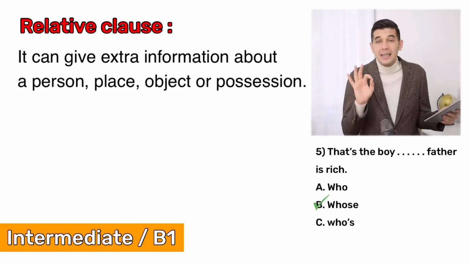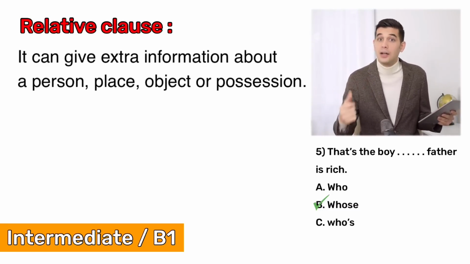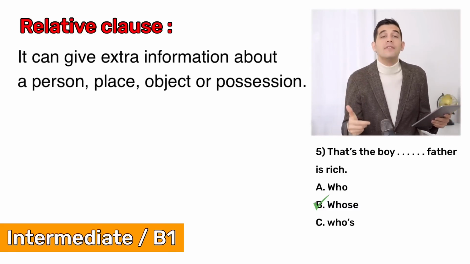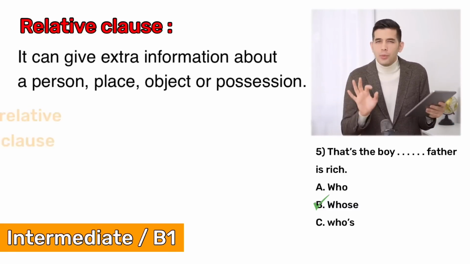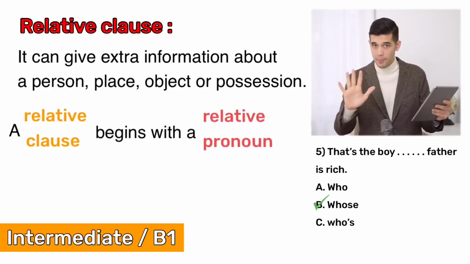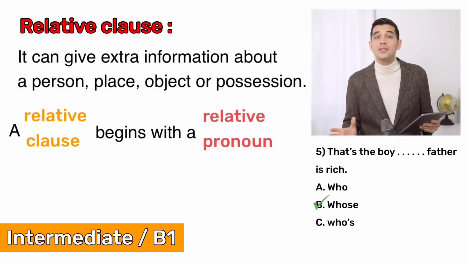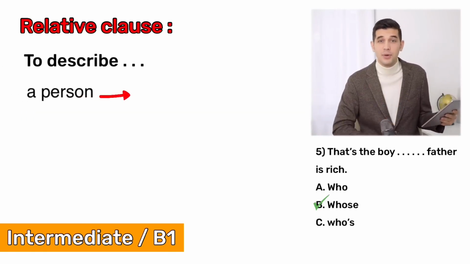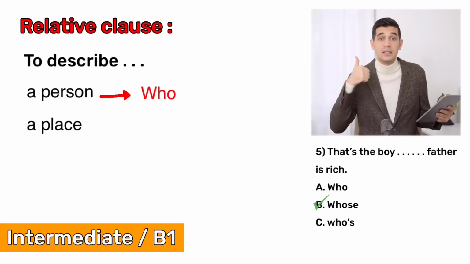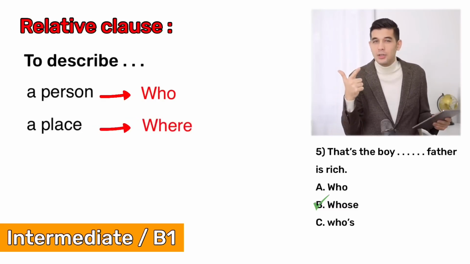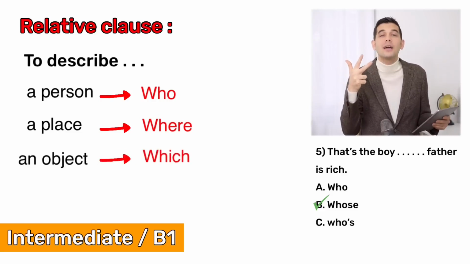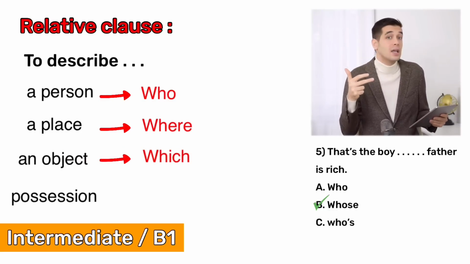A relative clause can give extra information about a person, place, a thing or object, or even about possession. A relative clause begins with a relative pronoun. Now, if a relative clause wants to describe a person, the relative pronoun is who. If it wants to describe a place, the pronoun is where. If it wants to describe an object, the pronoun is which. And if it wants to talk about possession, the pronoun is whose.